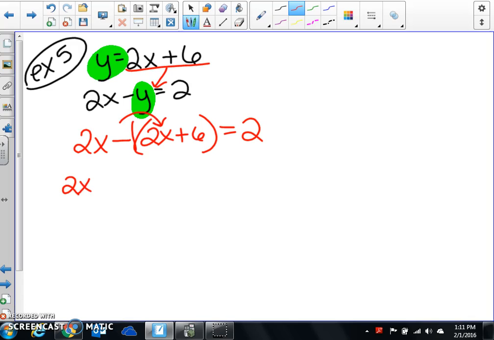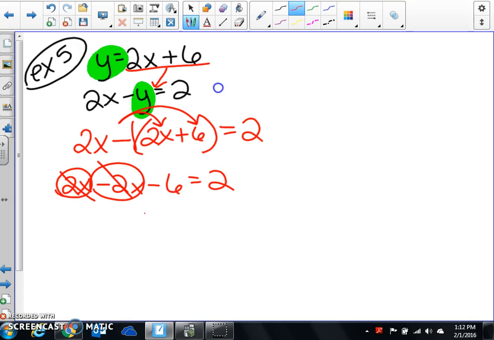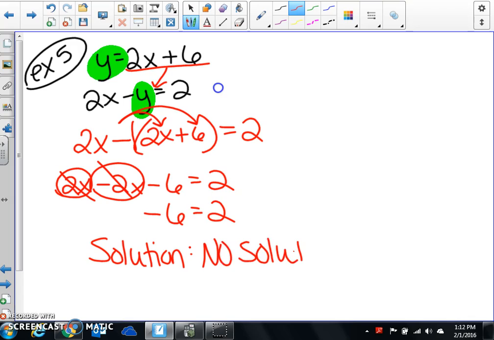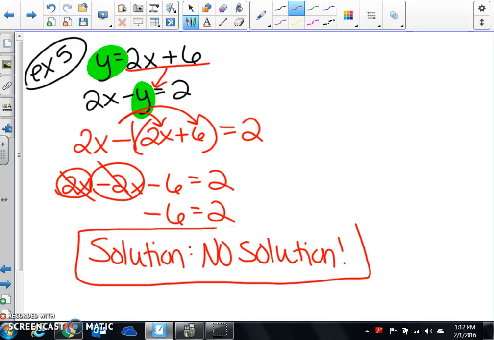Negative 1 times 2x is negative 2x. Negative 1 times 6 is negative 6. Combine like terms. 2x minus 2x is 0, so they cancel, leaving me with negative 6 equals 2. Negative 6 never equals 2. Therefore, my solution is no solution. That's actually nice, right? One less step. We don't have anything to plug in.